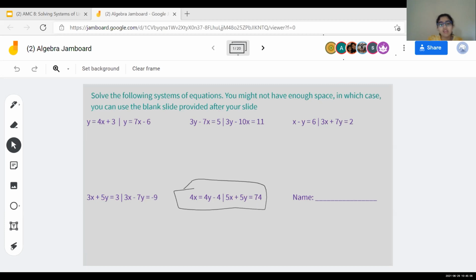So as Nikita in the chat said, we could divide it by 4. So we would get x is equal to y minus 1, and then we would be able to plug in y minus 1 for x into this equation, right? Into this equation. And then x equals y minus 1, and we plug it into this equation, and then we can solve. However, I'm just going to give you guys a few more seconds in case anybody else is solving it.